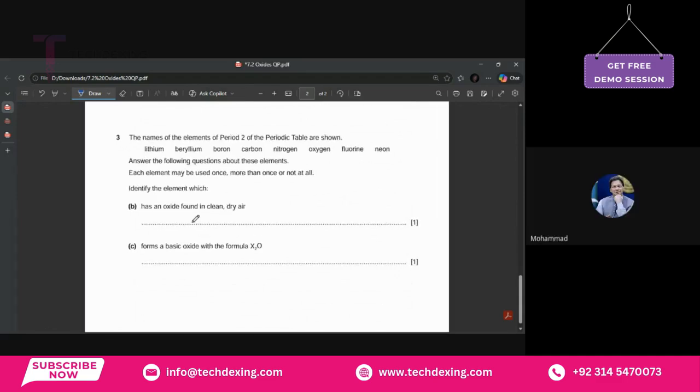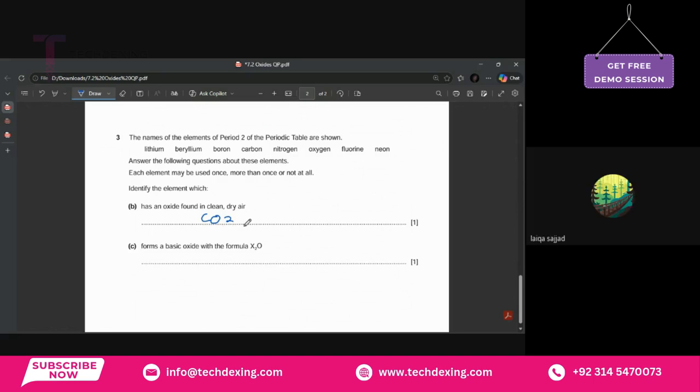What about nitrogen? Nitrogen pollutants also form oxides. Yes, very good. But the reason is that they are considered pollutant gases, so we cannot say that they are components of clean air.